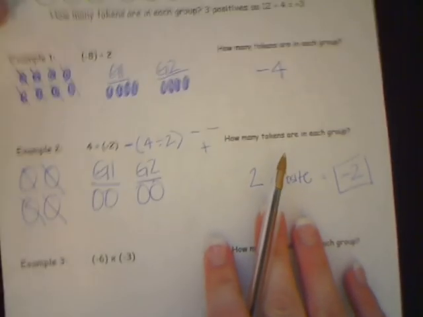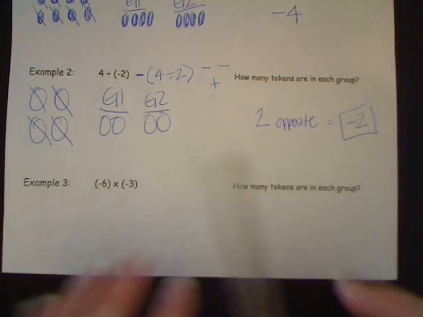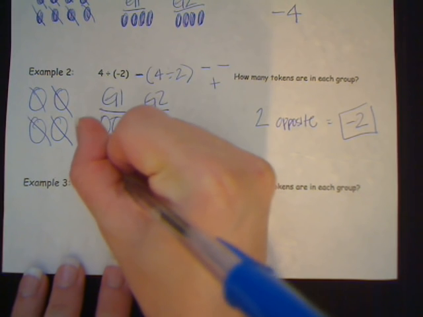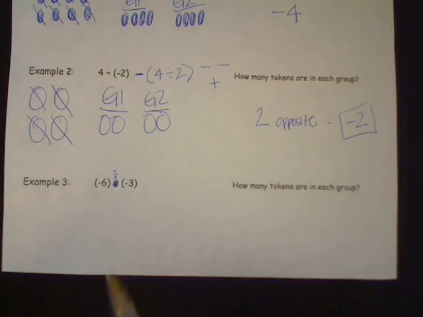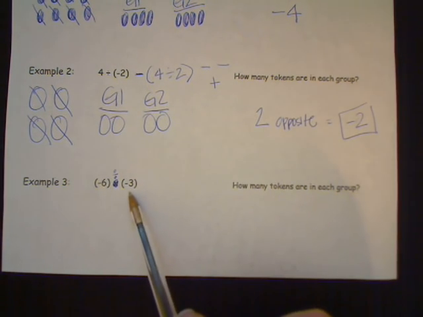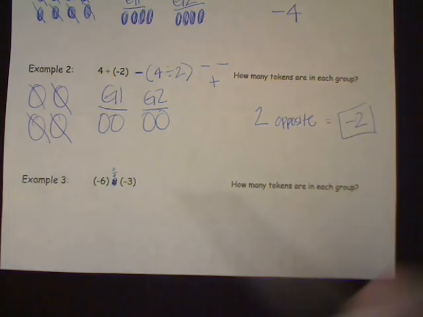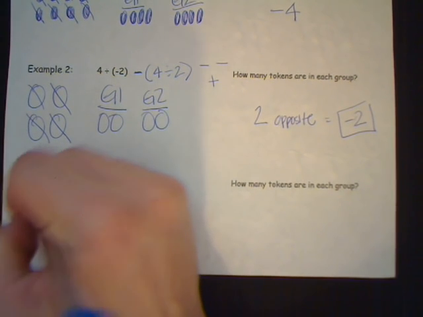Example number 3, our final example. Okay, I've got negative 6. Oops. Sorry, that's supposed to be a division sign. Negative 6 divided by negative 3. Okay, well, let's go through our same questions. It tells me I have negative 6 tokens, so that's fine. I can draw those out.